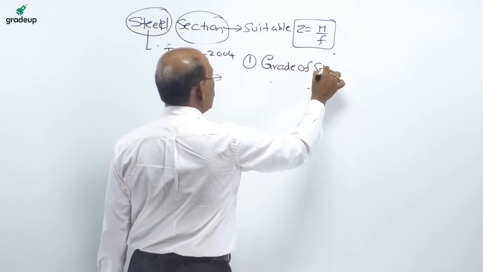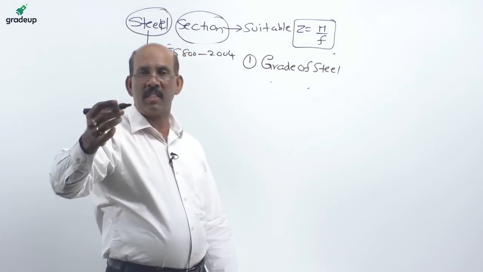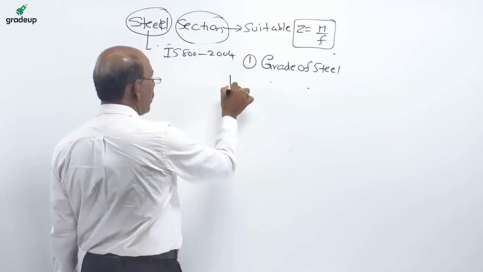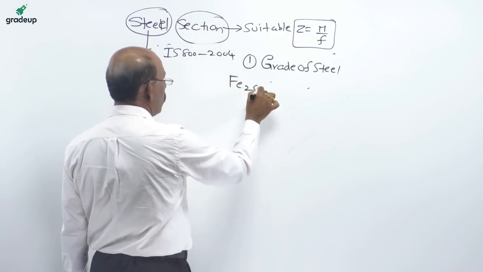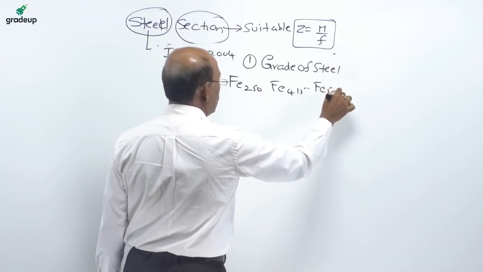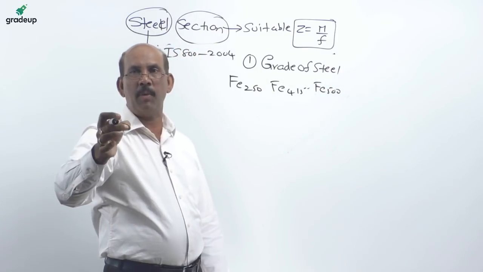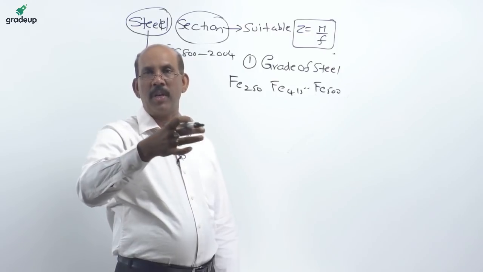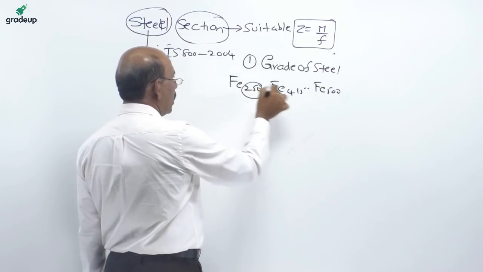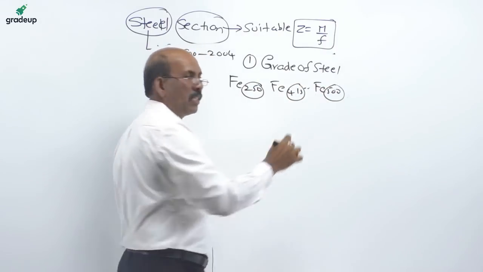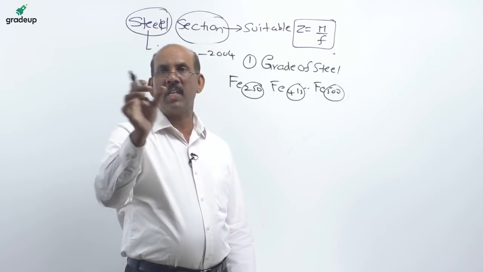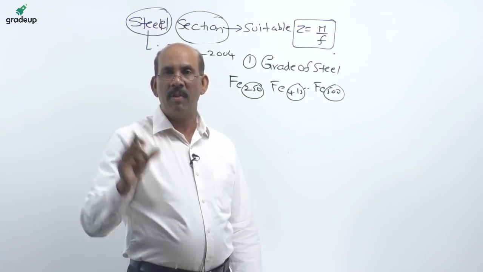Based on the grades of steel, the available sections are Fe 250, Fe 415, Fe 500. These are the various grades of steel available, and these bars we are going to use in the designs. As far as these numbers are concerned, the minimum tensile strength is 250, 415 and 500. So this is the meaning of 250, 415, 500.